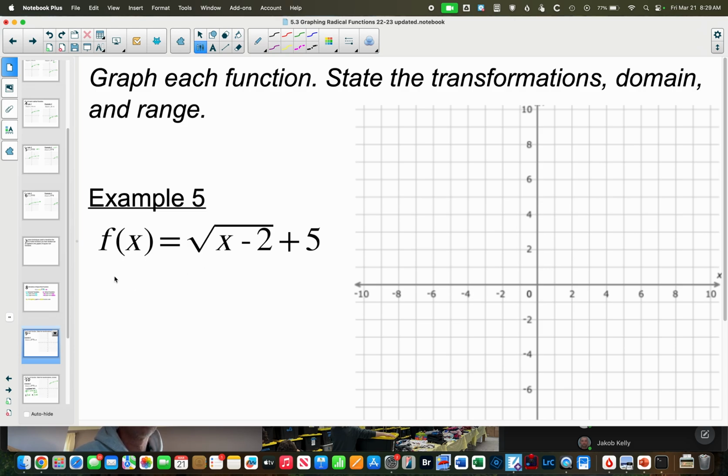The minus 2 is going to go right 2. And plus 5 is up 5. So we're going to go right 2, up 5. So this is my starting point. There's no multiplier in front, so go over 1, up 1, go over 4, up 2. I have to go over 9, that would be at 11, so it'd be off the graph. So there's a rough sketch of our graph.